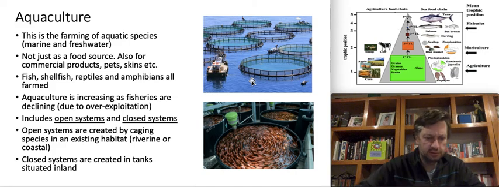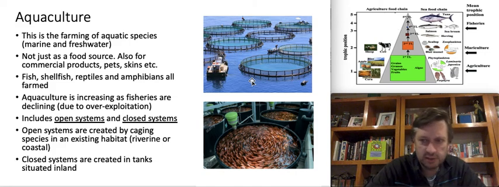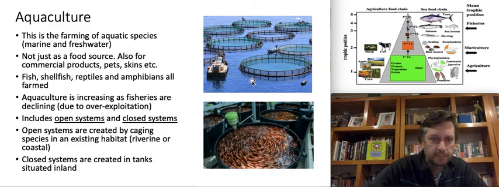The three species that are farmed more than anything else, I believe, are carp, which is the biggest farmed fish species, salmon, and catfish. Catfish, especially in the US.